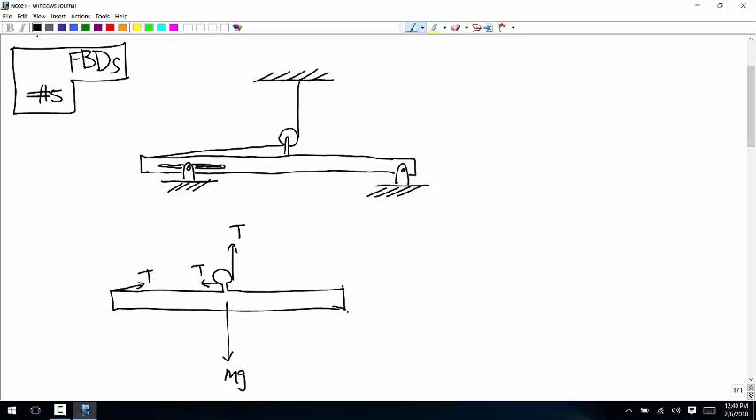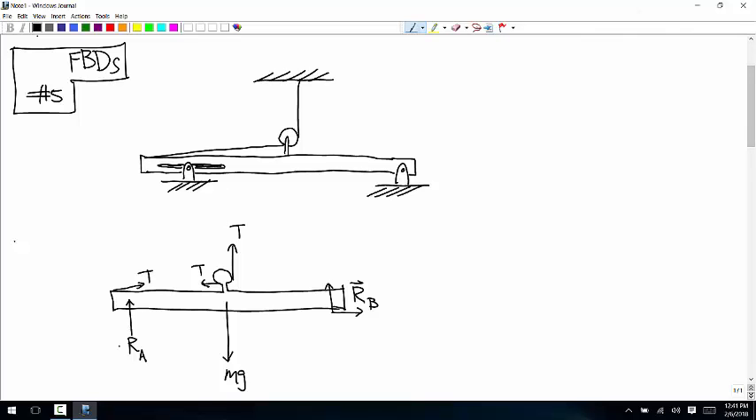A pin joint applies a force vector with an unknown direction, so we could call this like R_B. So that's an unknown force vector. And then the pin in slot joint applies a force perpendicular to the slot. So you could do it up like that, or you could do it down. Either one of those is fine.